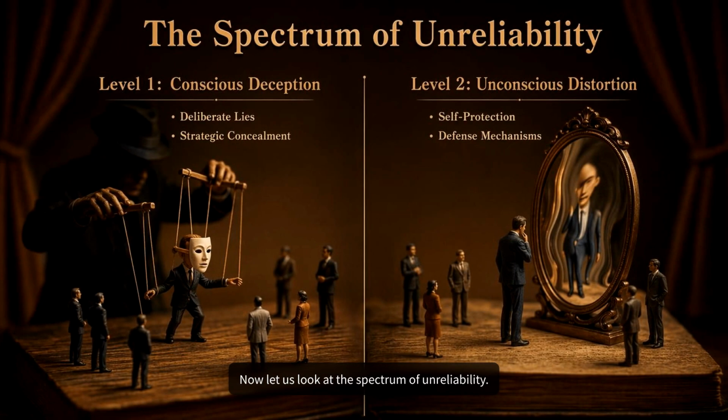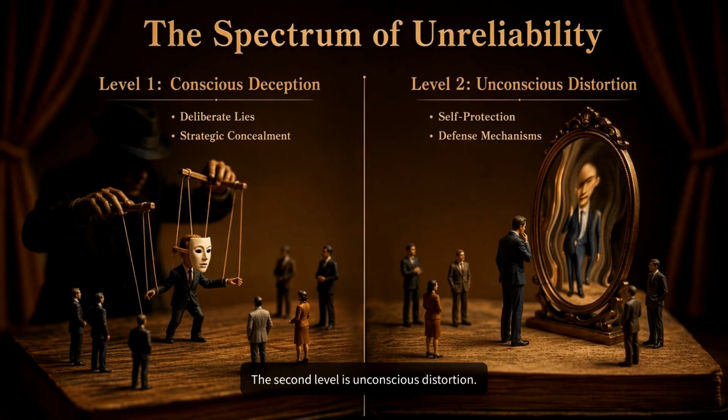Now, let us look at the spectrum of unreliability. Unreliability is not a single switch that is either on or off. It exists on a spectrum with 4 distinct levels. The first level is conscious deception. Here, the narrator deliberately lies or manipulates. They know the truth, and they choose to misrepresent it. They are strategic about what they reveal and what they conceal. They may even justify the lying to themselves. The key for a writer is that readers should be able to detect the lying through inconsistencies in the story.